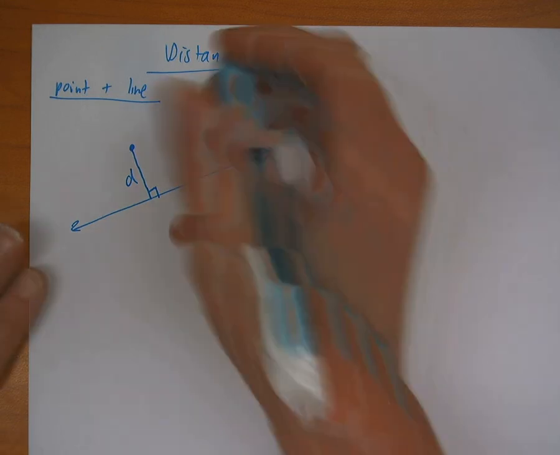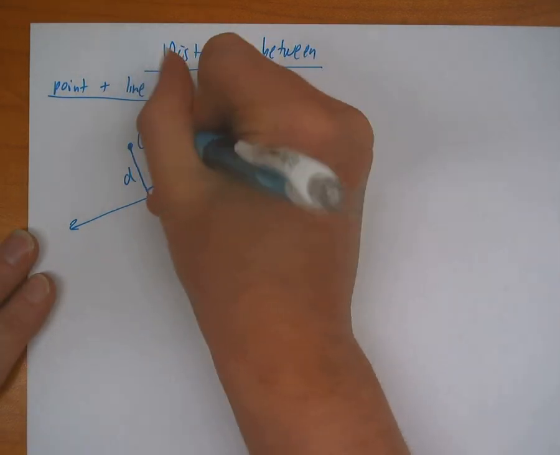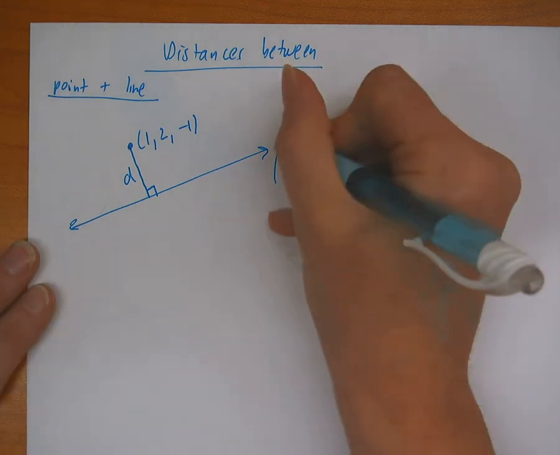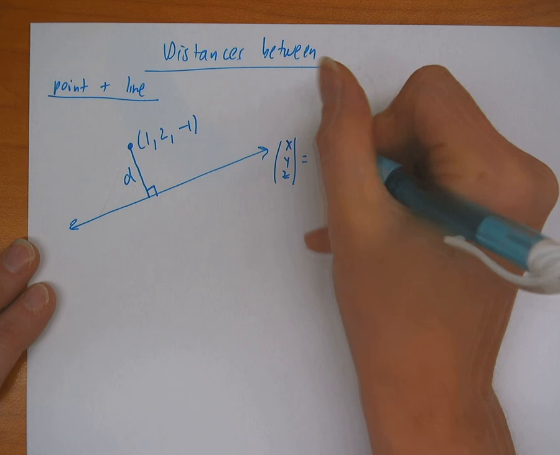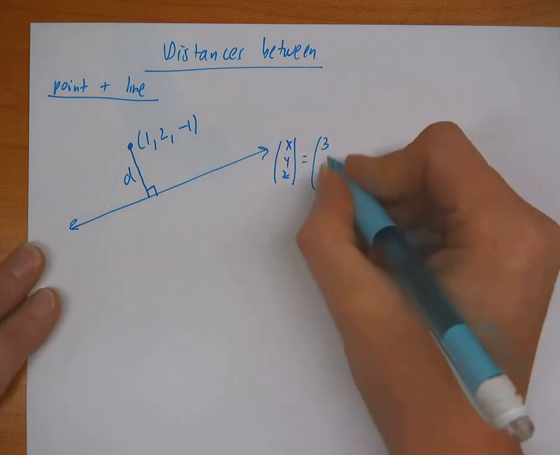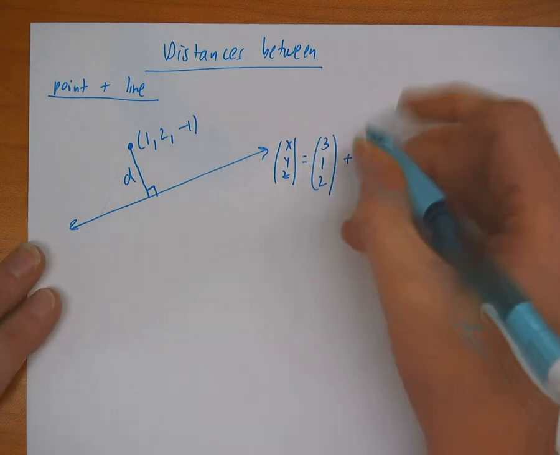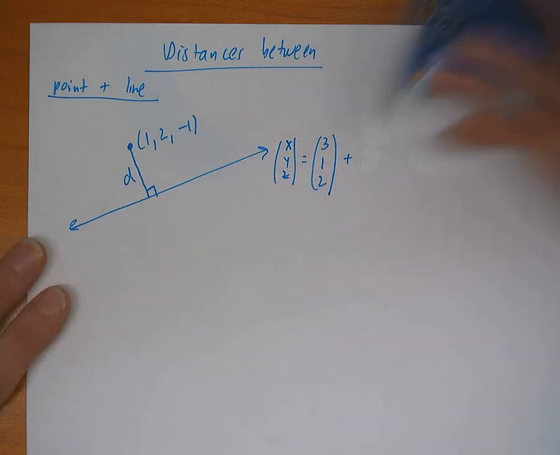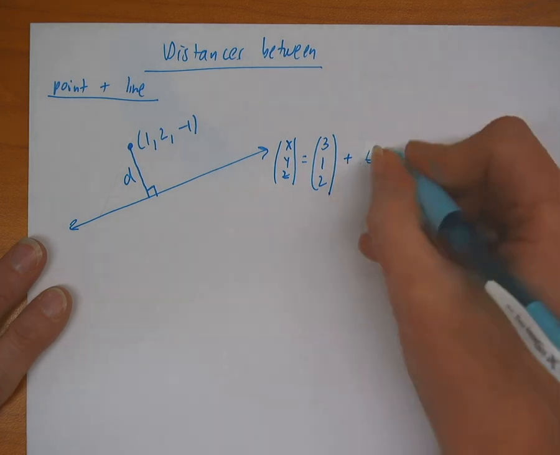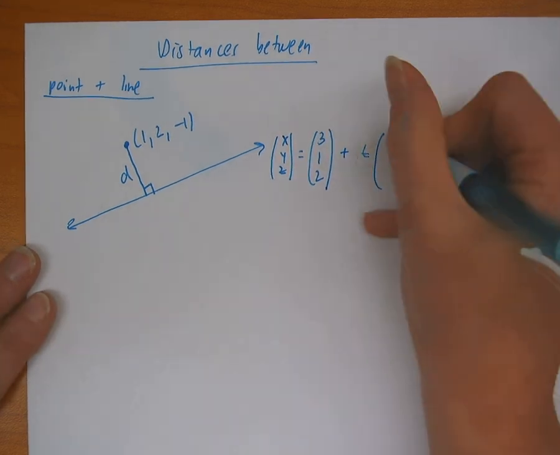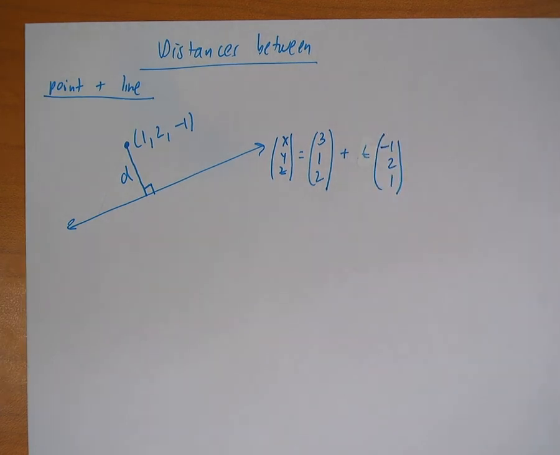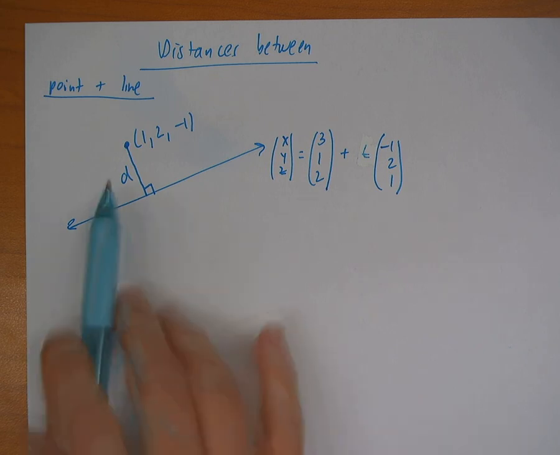So let's actually try one. Let's say we had (1, 2, -1). And let's say that the line we had was (x, y, z) = (3, 1, 2) + t(-1, 2, 1). My lambdas get weirder looking over time, so we're going to be writing t a few times.